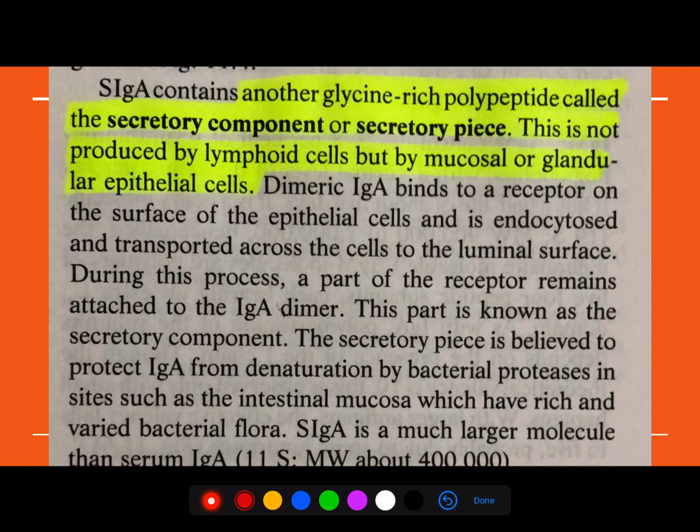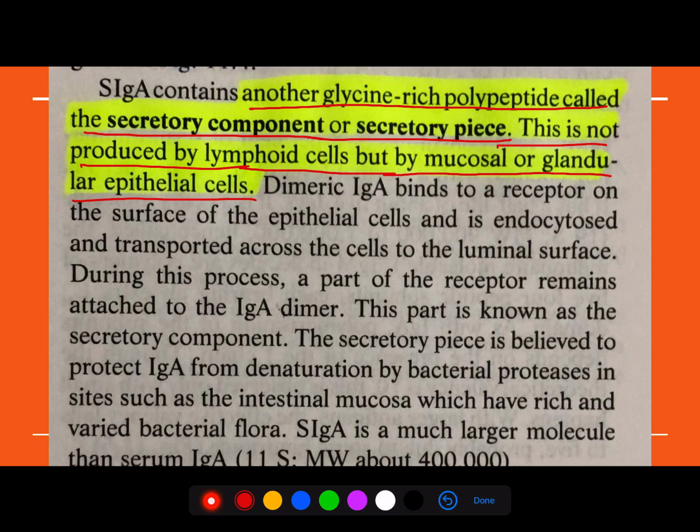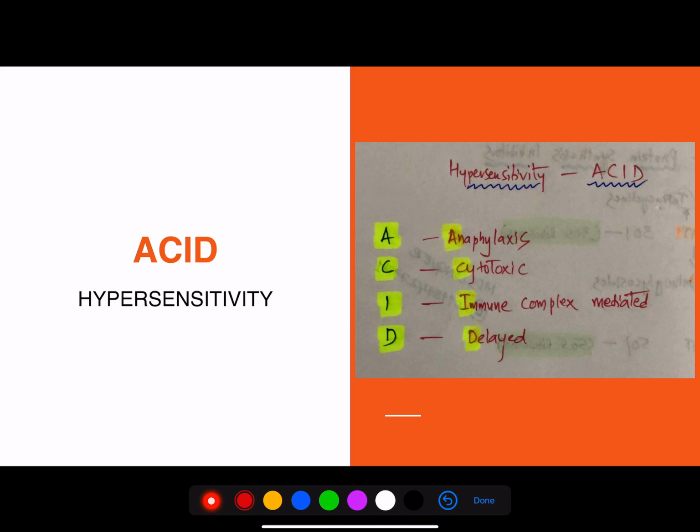Okay, and secretory IgA contains another glycine-rich polypeptide called the secretory component or secretory piece. This is not produced by the lymphoid cells but by the mucosal or glandular epithelial cells. This is an important point, so don't get confused whether they're asking what the J chain is produced by or what the secretory piece is produced by. So please go through the lines here, which were given as a question in the 2018 NEET exam.